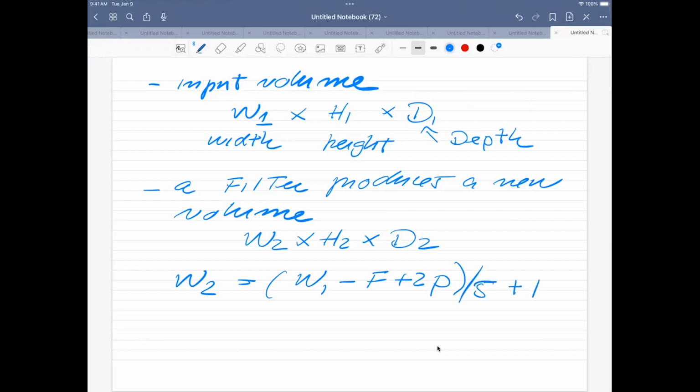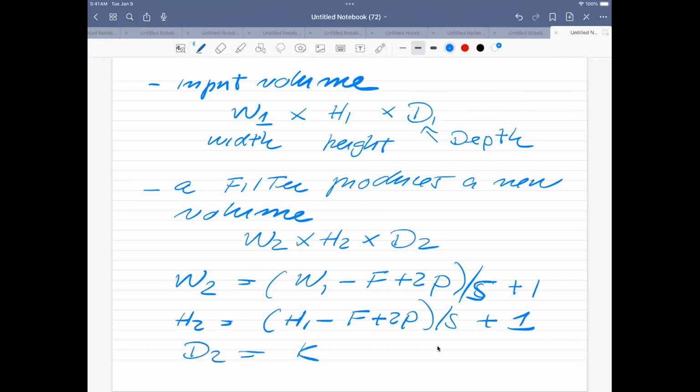So this is not a number 5. It's actually my attempt at the letter S. And this height is normally given by H1 minus F plus 2p divided by the stride plus 1. And then this D2 is normally given by the number of filters which we produce. So these are the typical setups which you have.